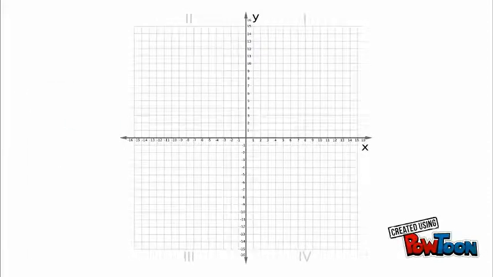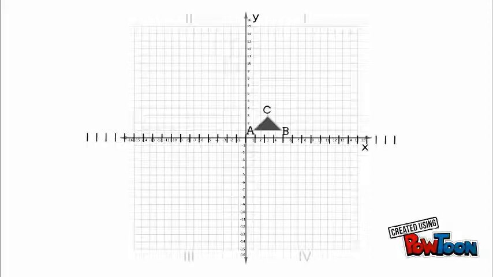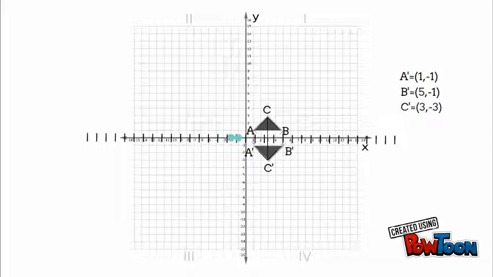For example, let's put our triangle back in its original position. We then make a line of reflection that runs through points (-1, 0) and (-2, 0). We then count the distance from each point and find a point that's equidistant on the other side of the reflection line. This puts A prime at (1, -1), B prime at (5, -1), and C prime at (3, -3).